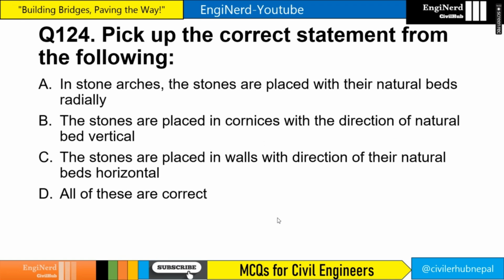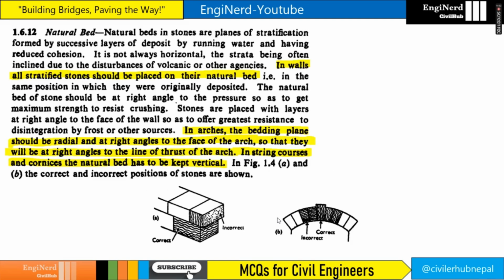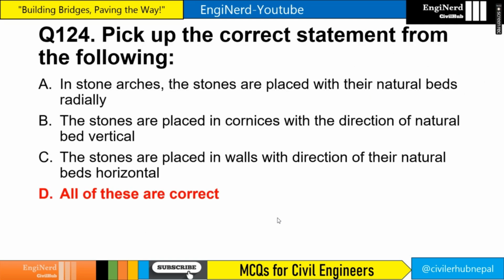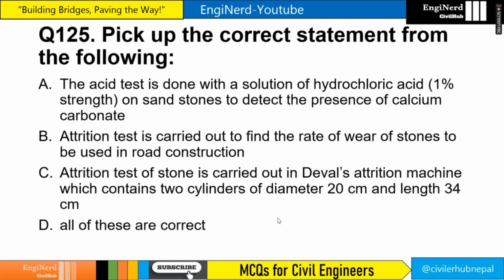Pick up the correct statement from the following. The same thing is given: stone arches radial, cornices vertical, and stone walls horizontal. So all of them are correct. So the answer will be all of these are correct, right? If you can read here, also you can read here. Pick up the correct. So the answer is all of these are correct.